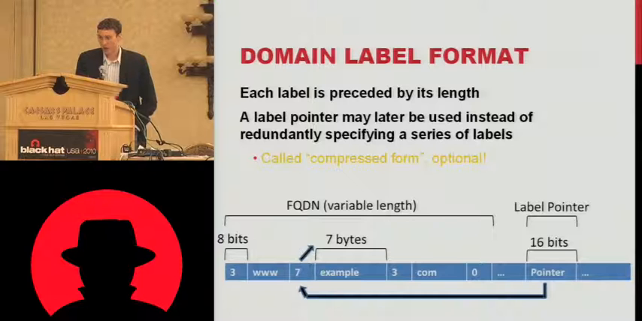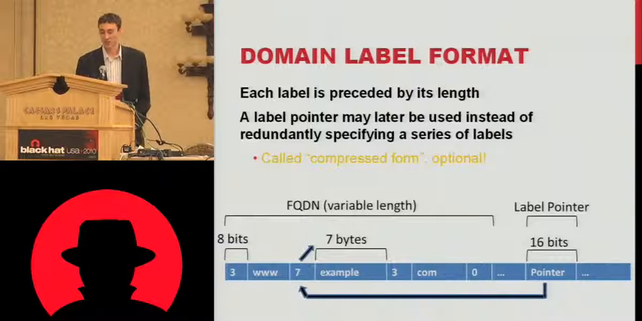This is what the domain label format looks like in a DNS packet. When you have a domain, like in this case www.example.com, the dots aren't actually placed somewhere in the packet. What you have is each of the labels separated by the length: before each label is the length of that label, specified in 8 bits. So before www you have a 3, then you have a 7 for example, a 3 for com, and then each domain is ended with a 0 length 8-bit segment.